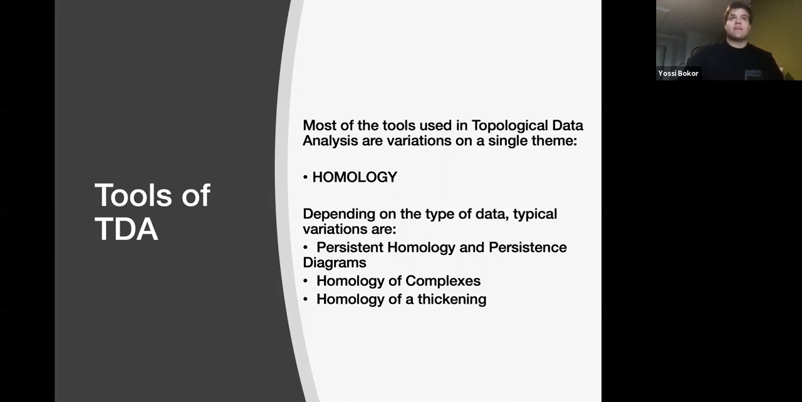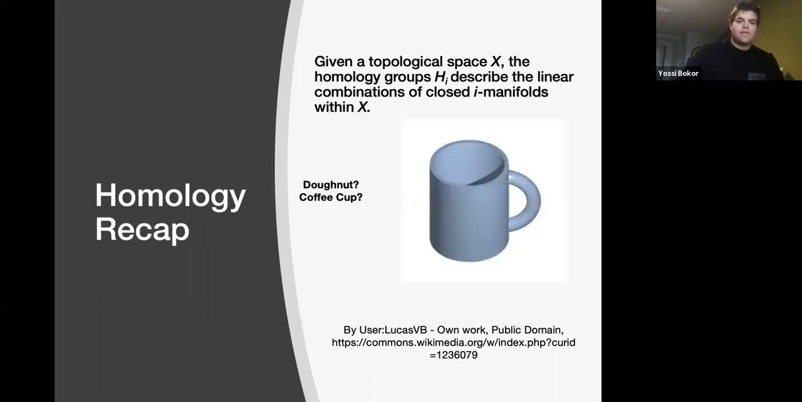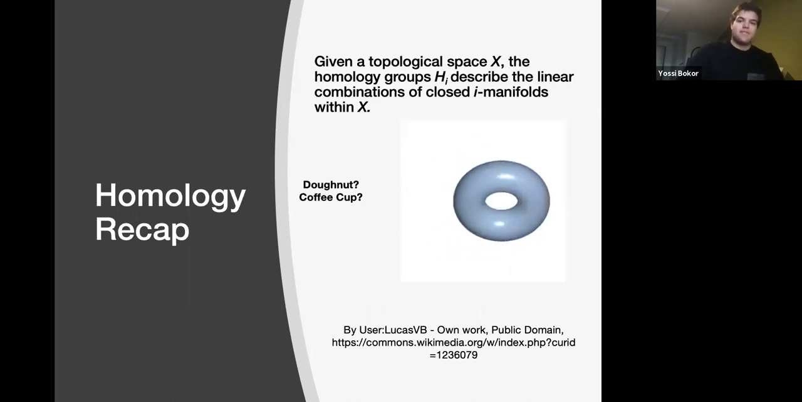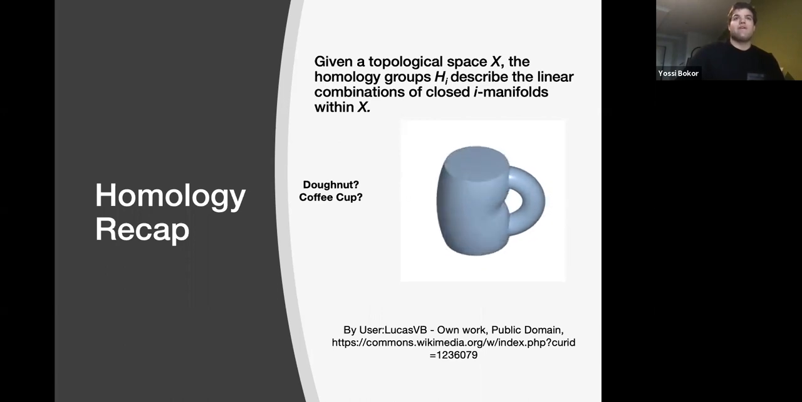And by thickening in this case, I mean you just have some data or space embedded in some R^n, and you look at a sublevel set of the distance function to this subspace or subset. So, given a topological space, the homology groups just record linear combinations of closed manifolds within X.